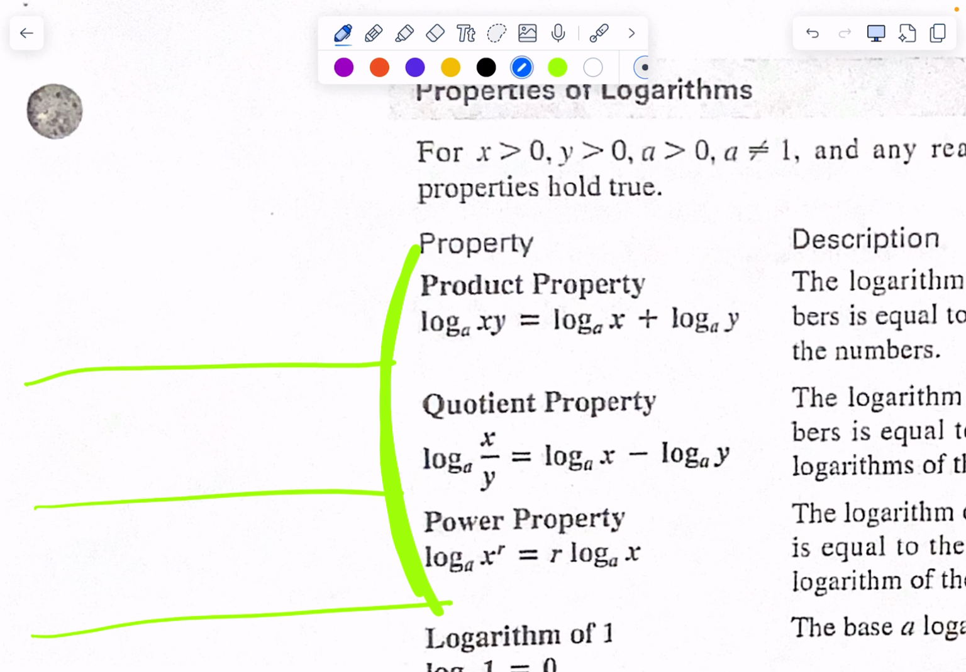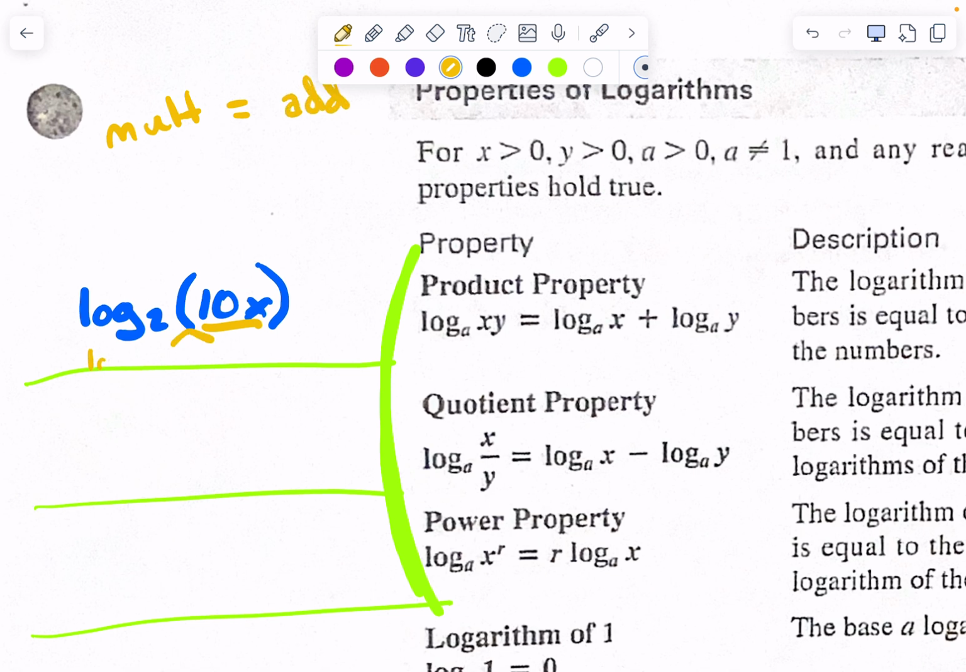Let's say we have log base 2 of 10x. 10 and x are being multiplied together, but multiply in log world means add. So if I want to pull those apart, it will be log base 2 of 10 plus log base 2 of x. That's how it works in log world.